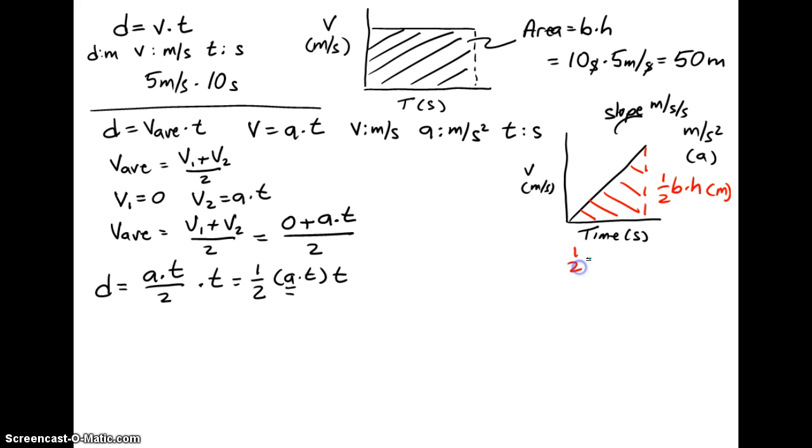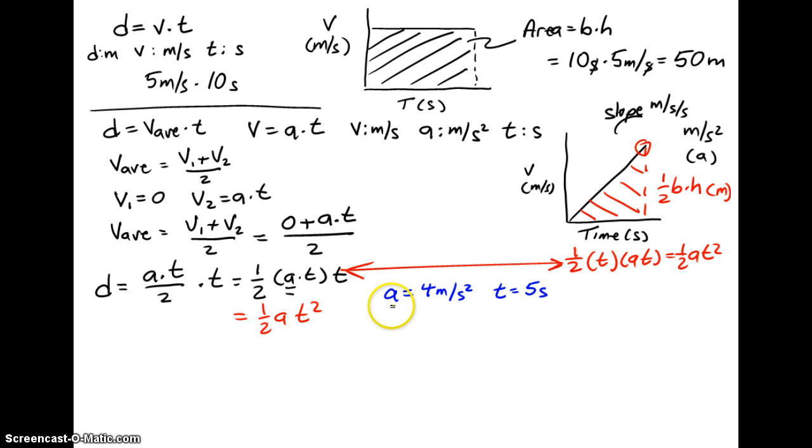So 1/2, our base is time, and the height of this, that point right there, is going to be the slope of our line times the x value, which in this case is t. So that's equal to a t. Look at that. We end up with the same thing: equals 1/2 a t squared. Let's simplify this, it is equal to 1/2 a t squared.